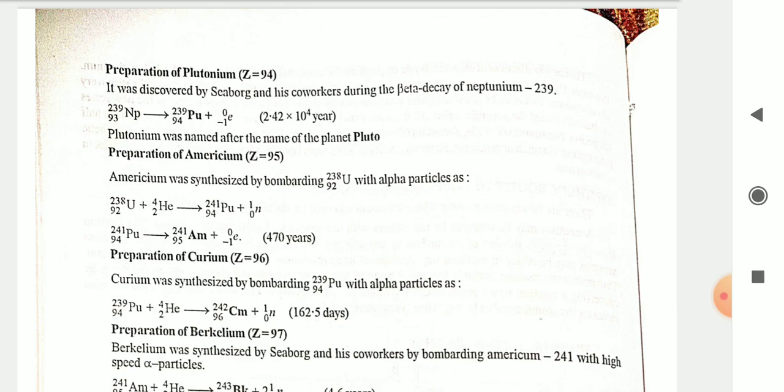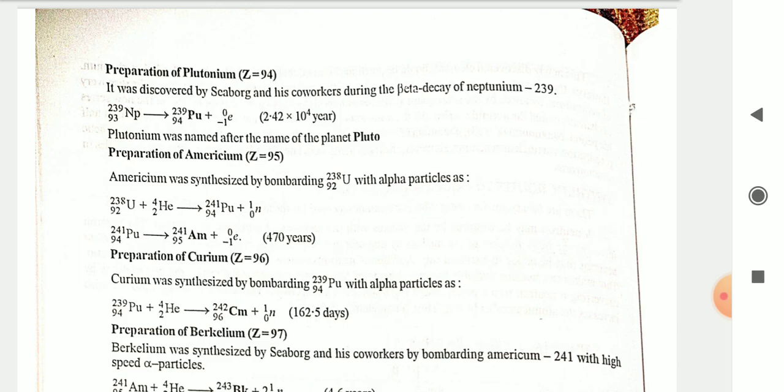Preparation of curium. Curium was synthesized by bombarding Pu-94-239 with alpha particles: Pu-94-239 plus He-2-4 gives Cm-96-242 plus n-0-1, with a half-life of 162.5 days.